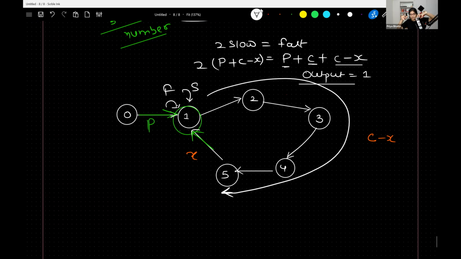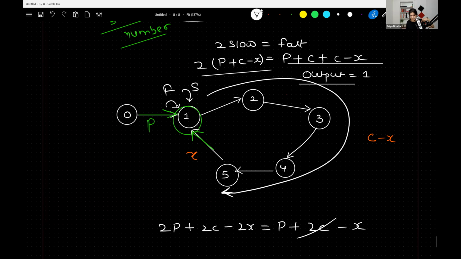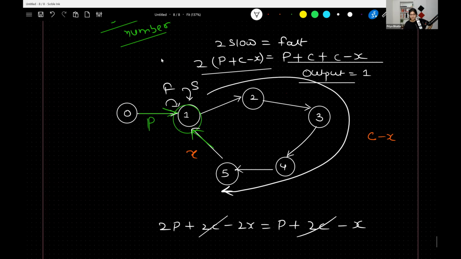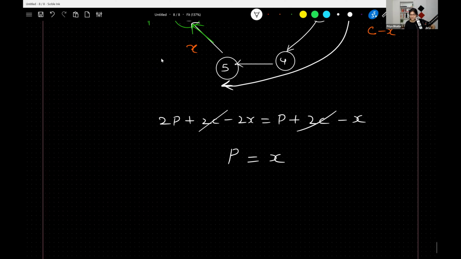So if you will be able to observe it, this is what is happening. My fast pointer is moving 2 steps at a time, and that's why my fast pointer already covered one complete cycle plus then c minus x, meaning at 5 they both met. If you solve this equation, what you will be able to see is 2p plus 2c minus 2x is equal to p plus 2c minus x. Cancel out. p is equal to x. This is what you will be able to get.